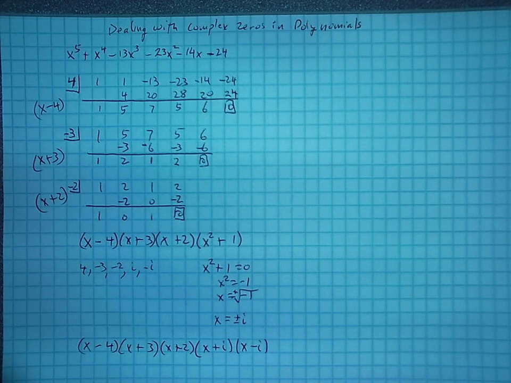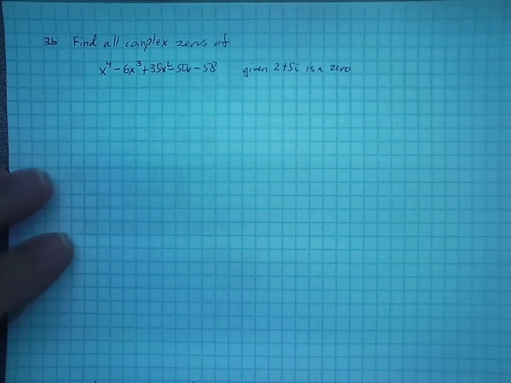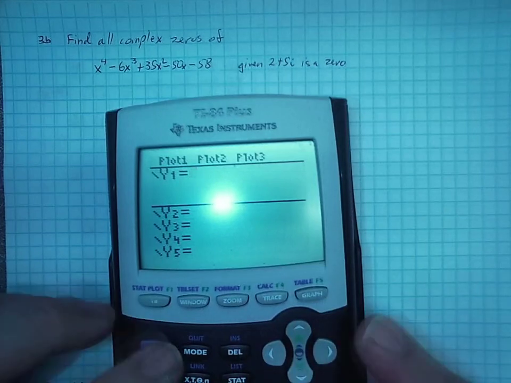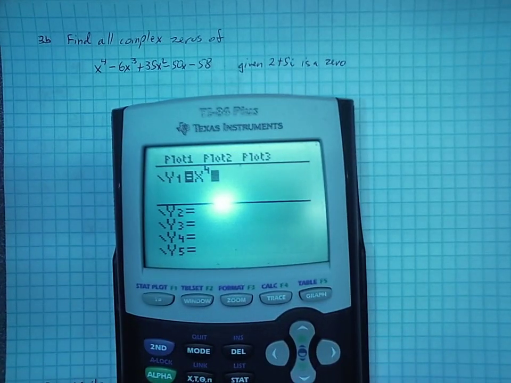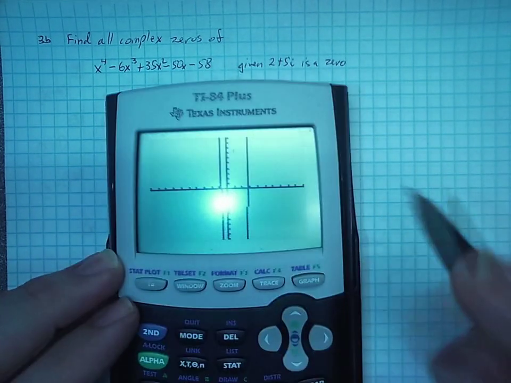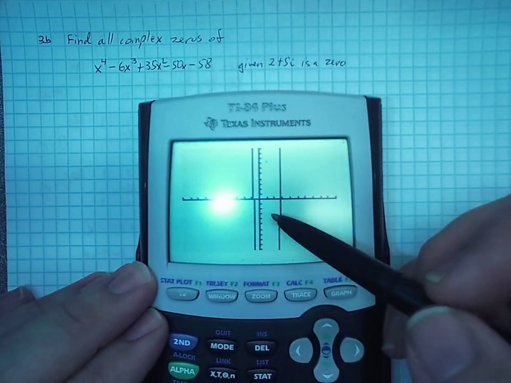Coming at this again, I have an example that has only imaginary zeros. If I graph this one, x to the 4th minus 6x cubed plus 35x squared minus 50x minus 58, you're not going to see... Oh, wait. It does have 2. I was wrong. They're not rational, I believe. So it has 2 real zeros. It has 2 complex zeros.